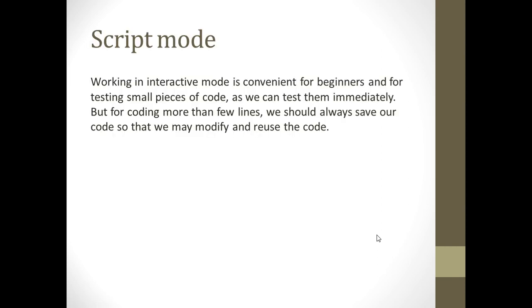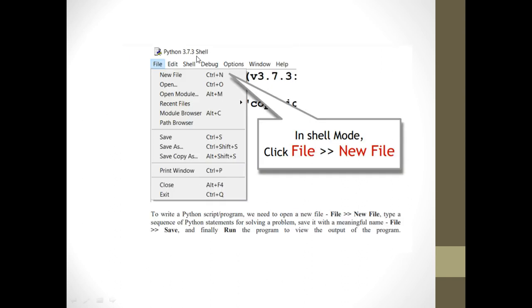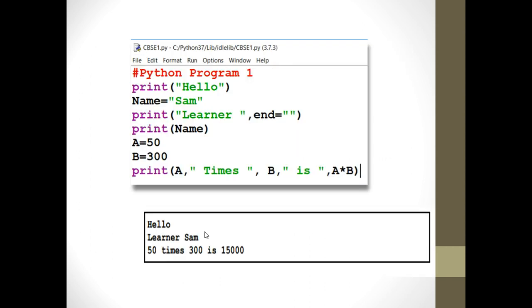Now, script mode is for writing a piece of code together. So here I can have a lot more statements. We are able to save that code. I can reuse that code whenever I want to. So here in the IDLE shell, I will say file, new file, and then I will type the program, save it, and I run the program for execution. So this is an example of a script mode.